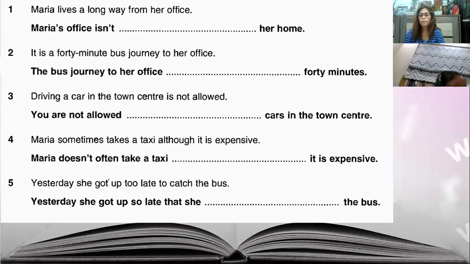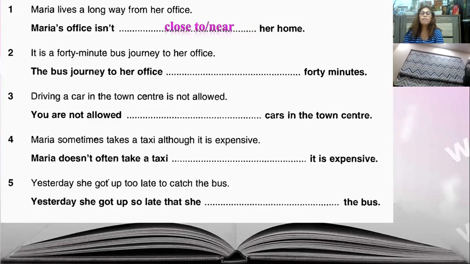I have both of them. Okay, you answer this, 1 to 5. Just give me example number 1. I will give an example for number 1. Mary lives a long way from her office. So look here. The answer is Mary's office is not close or near her home. You can answer with the words that you think will fit the given statement.